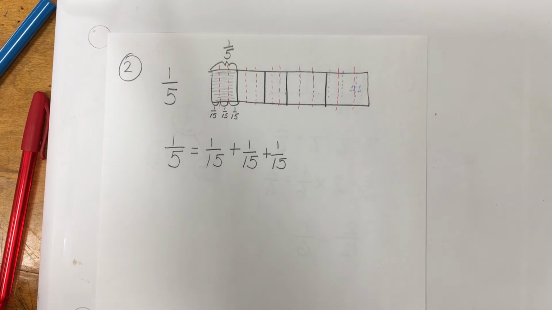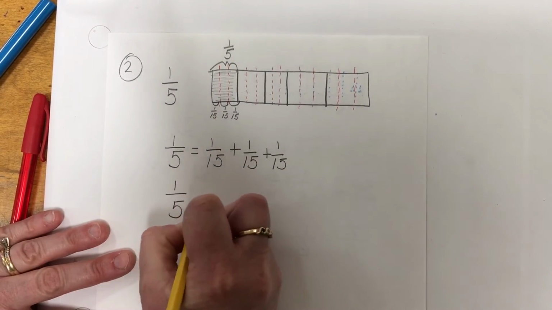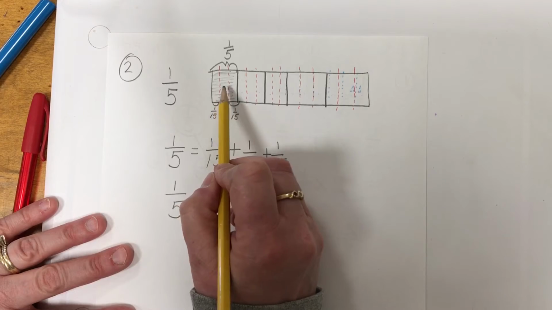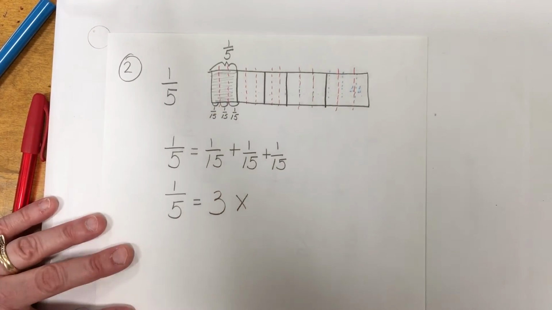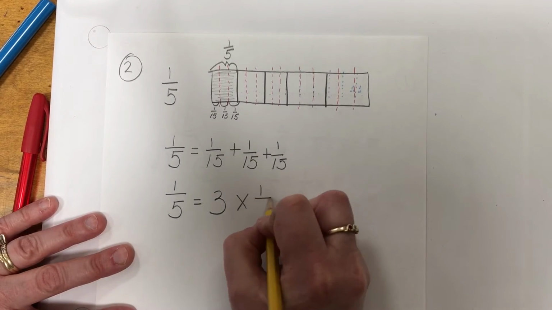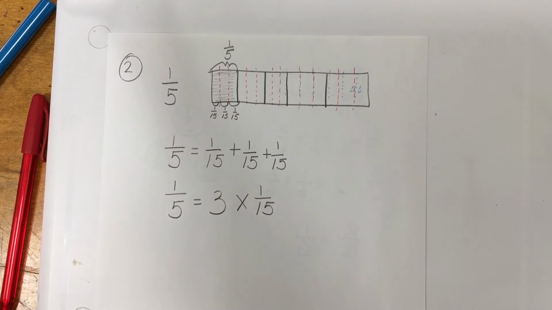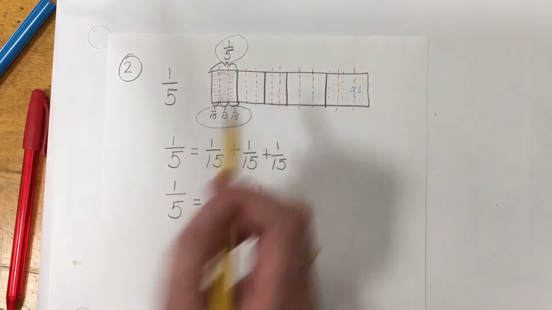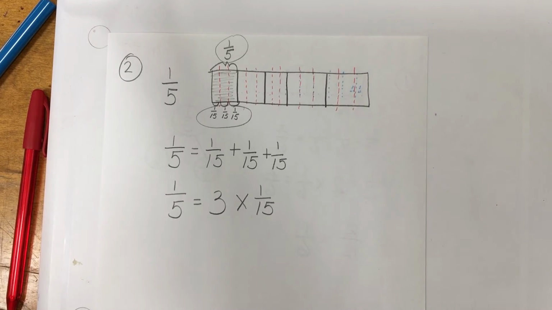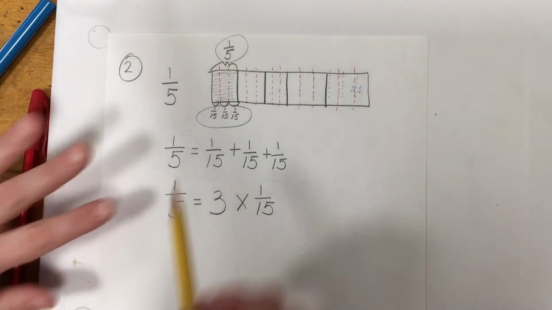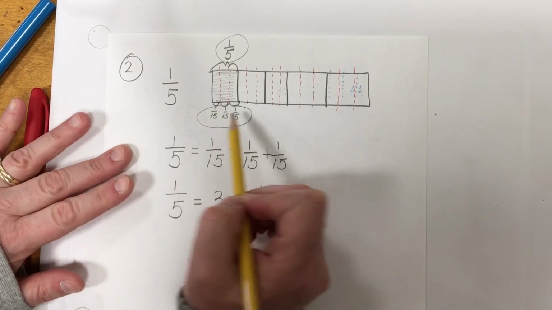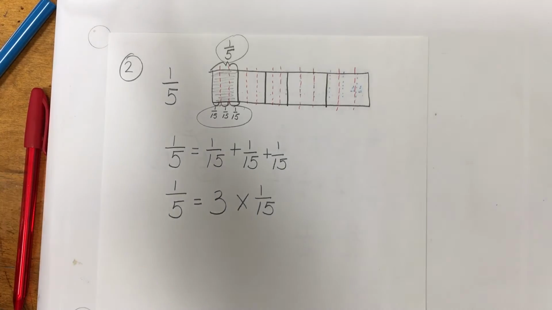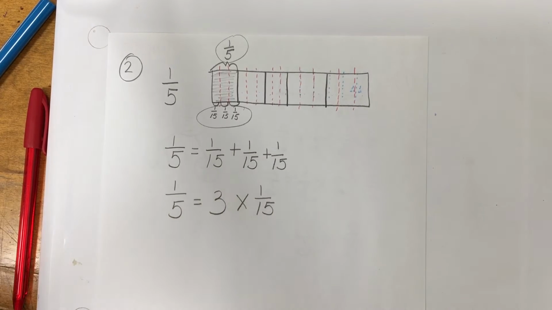Can I show that as a multiplication sentence? Absolutely. 1/5 equals how many parts? 1, 2, 3 times what each part is worth, 1/15. What can I say about 1/5 and 3/15? They're equal. They're absolutely the same amount. I didn't erase any. I didn't shade any more. I just renamed it. Fractions are fun because they can go by lots of different names, the same amount.